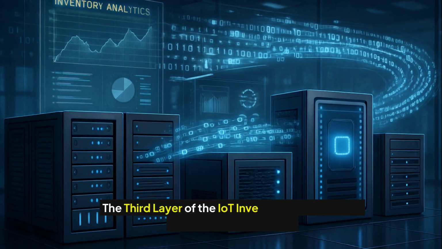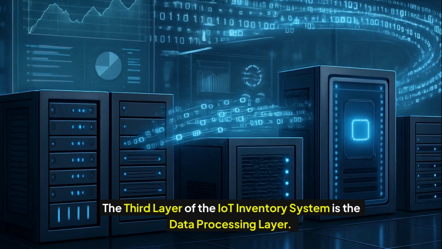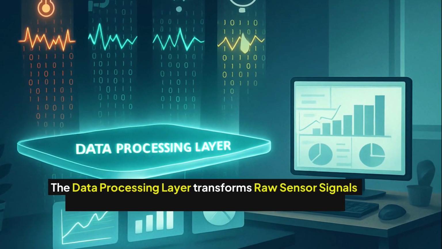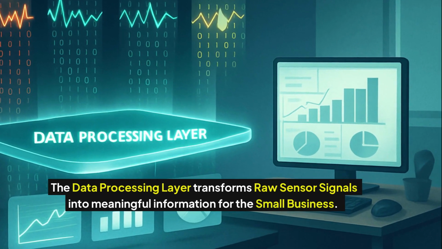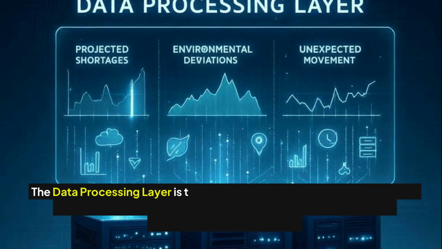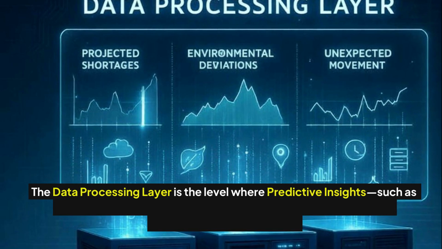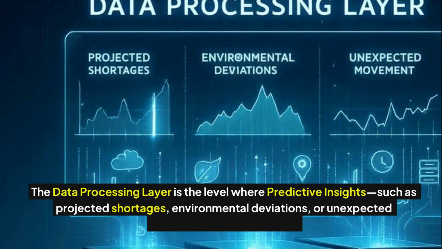The third layer of the IoT inventory system is the data processing layer. The data processing layer transforms raw sensor signals into meaningful information for the small business. The data processing layer is the level where predictive insights, such as projected shortages, environmental deviations, or unexpected movement, begin to form.